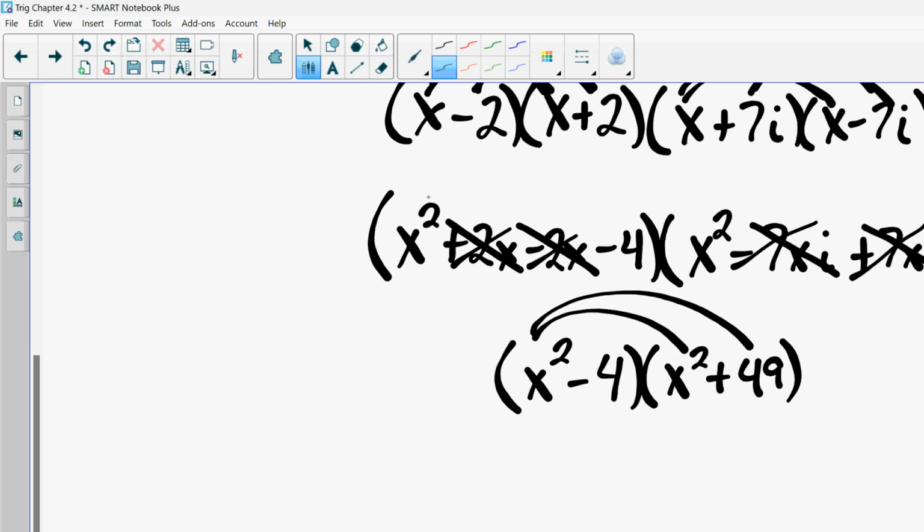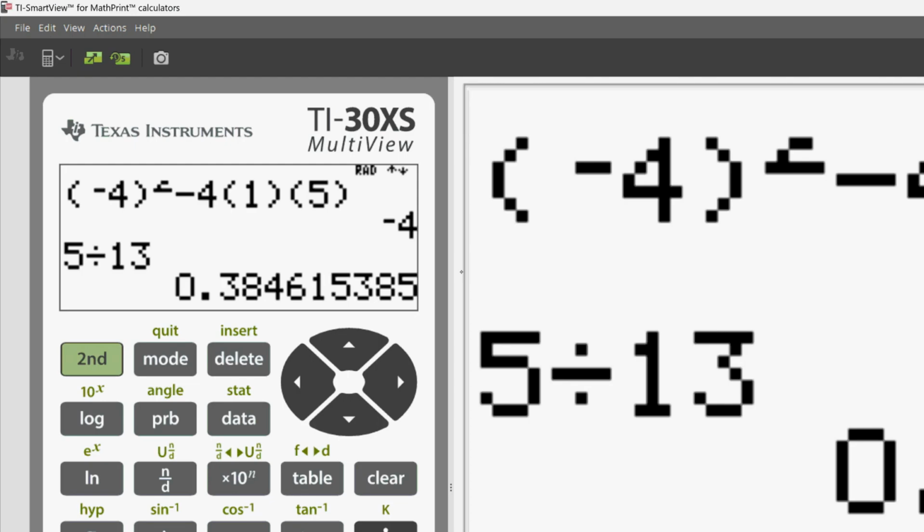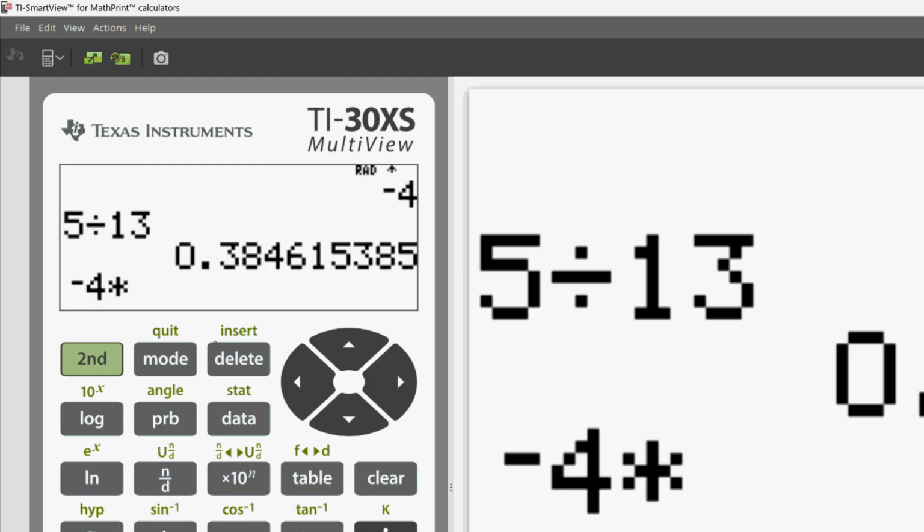At this point here, we're going to distribute. x squared times x squared is x to the fourth. X squared times 49 is plus 49x squared. -4 times x squared is -4x squared. And -4 times 49 is going to be negative, well, -196.